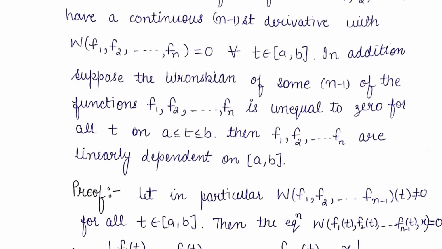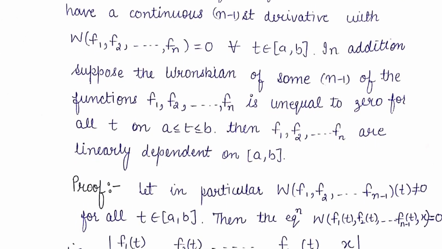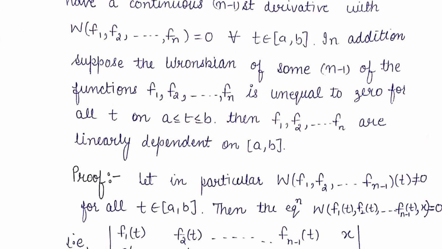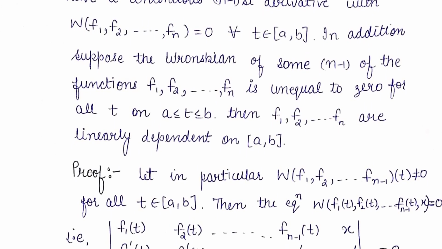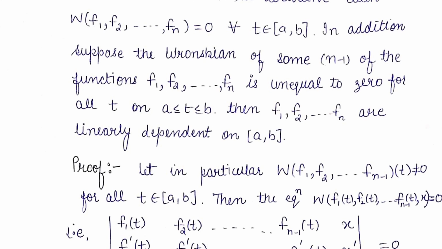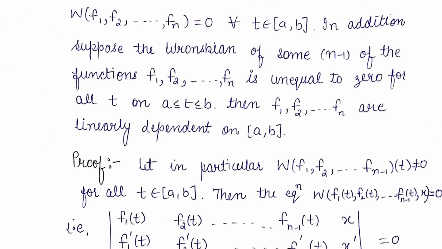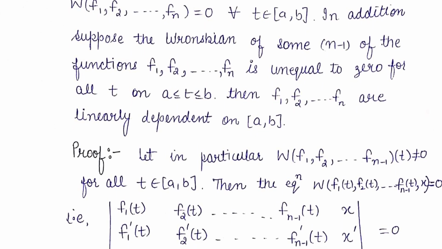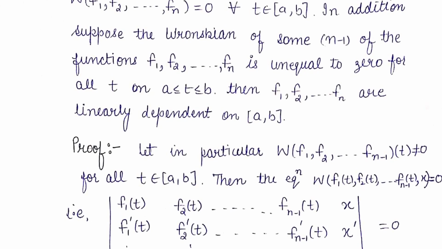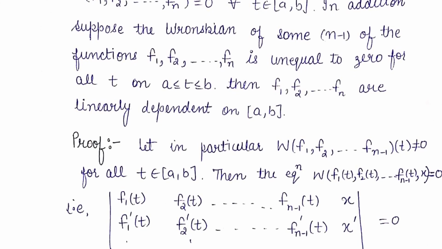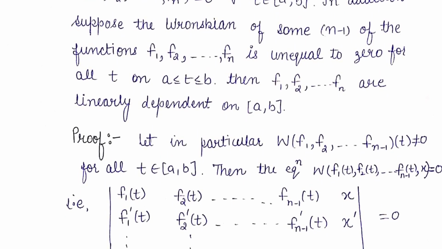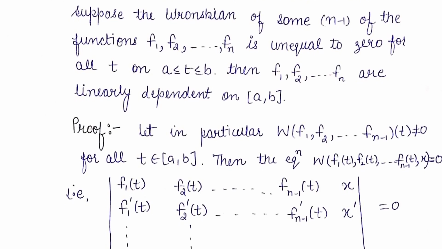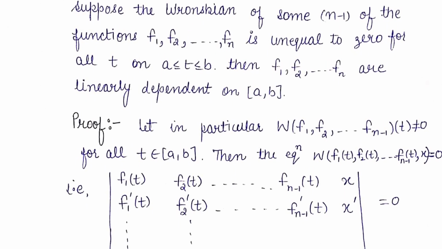condition that the Wronskian of f1, f2, ..., fn is equal to 0 for all t in [a, b]. And if, in addition to these two conditions, suppose the Wronskian of some n minus 1 of the functions f1, f2, ..., fn is unequal to 0 for all t in [a, b], then f1, f2, ..., fn are linearly dependent on the closed interval [a, b]. And so the additional condition is that the Wronskian of some n minus 1 functions out of f1, f2, ..., fn is unequal to 0 for all t in [a, b].